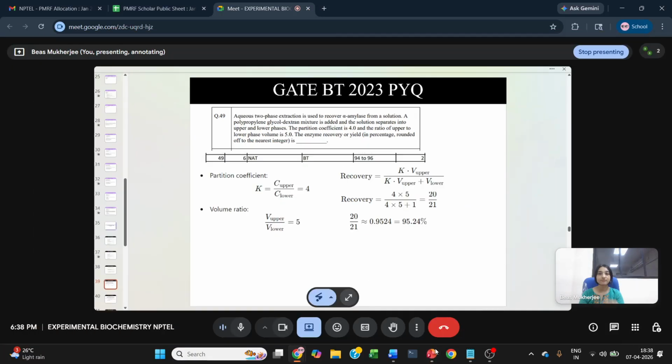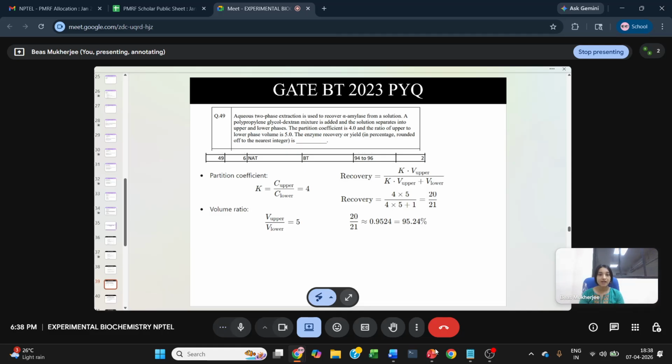Right, so the solution is given to you and the answer to the question is also given to you, okay? So the answer is 94 to 96 percentage, okay? Now, aqueous two-phase extraction. So how are they doing it? So you know that partition coefficient is equal to C upper by C lower and it is said that partition coefficient is 4. What about volume ratio? V upper by V lower is 5.